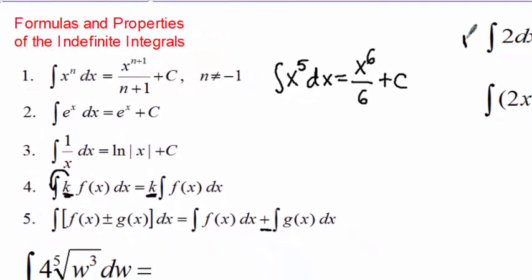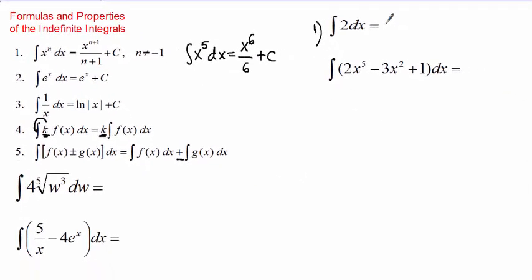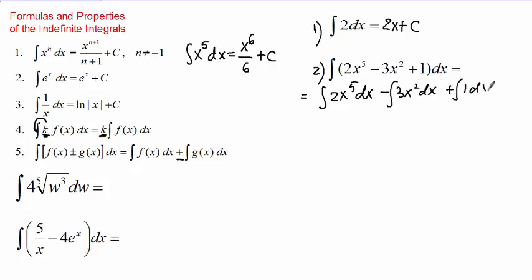Let's go for some examples. The integral of 2. So what is the function whose derivative is 2? Of course, 2x plus c. The second one is the integral of a polynomial function. Applying properties number 4 and number 5, I will distribute the integral sign to all the terms. So the integral of 2x to the 5 dx minus the integral of 3x squared dx plus the integral of 1 dx.